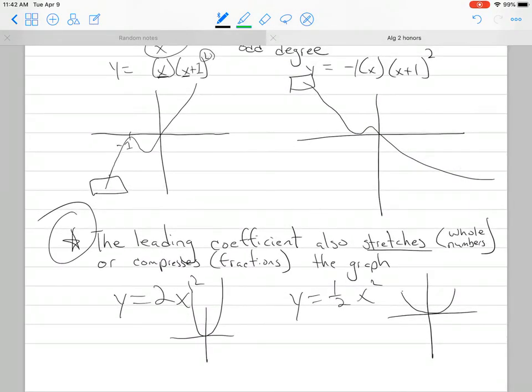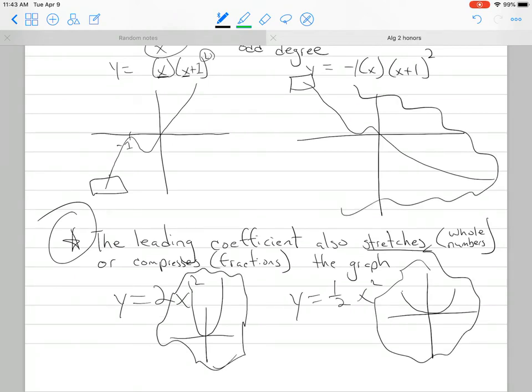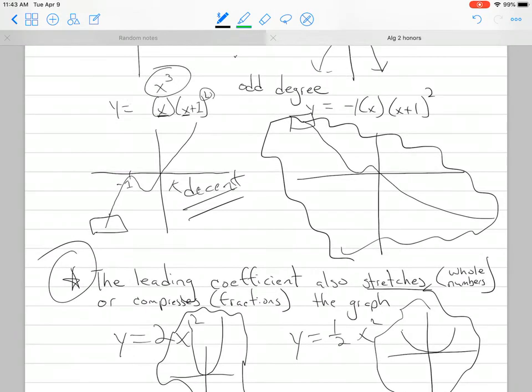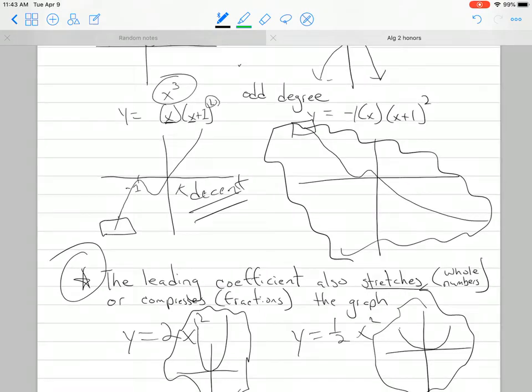Some of these drawings are kind of suspect. Super suspect. This one is actually decent. But the point is, you know the idea and you've seen the stretch or the compression already, so I'm not super concerned with that. All right, that's what I got.